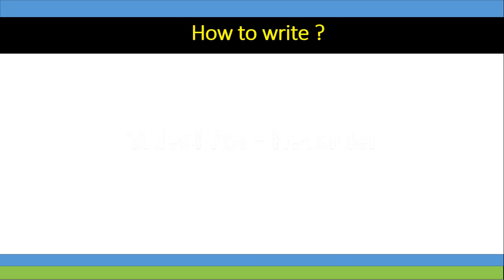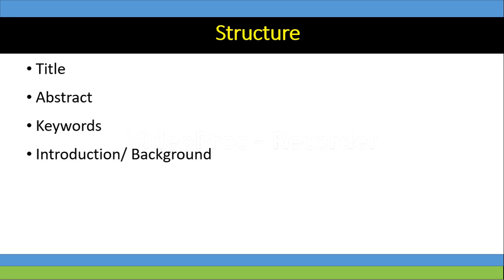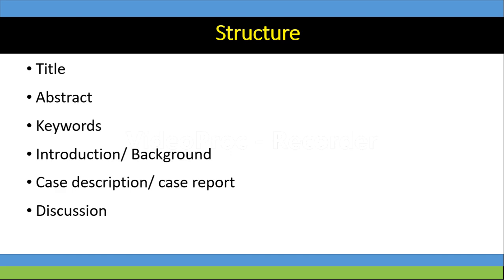Now coming again to how to write, the structure. This is the usual structure of a case report. It varies from journal to journal based on the instructions to authors, but the journal format for a case report remains the same. I'm going to discuss each one of them in detail, but let's quickly go through them. First of all is the title, then the abstract, keywords, introduction, or you might call it background, case description or case report, and discussion. It is sometimes optional and sometimes it is there, and then conclusion and learning points. So this is the overall structure, and then we are going to discuss each one of them in detail.